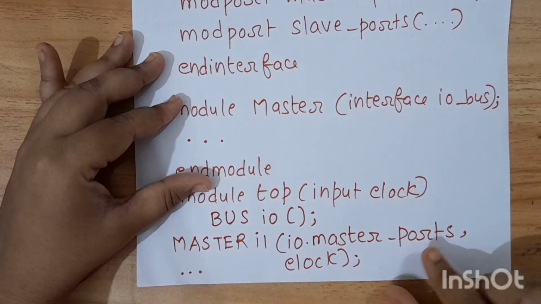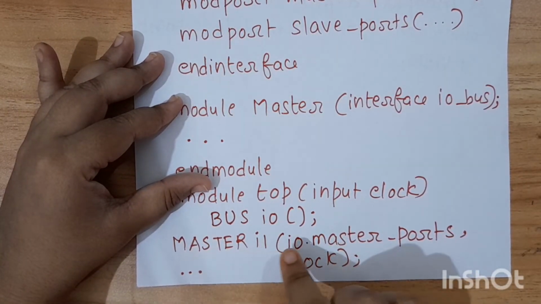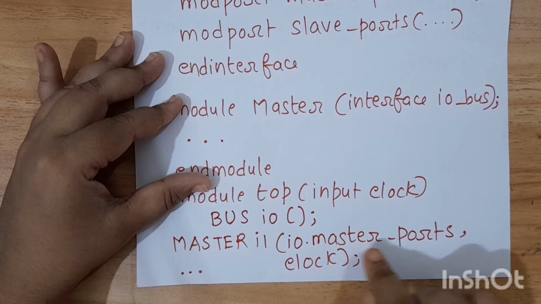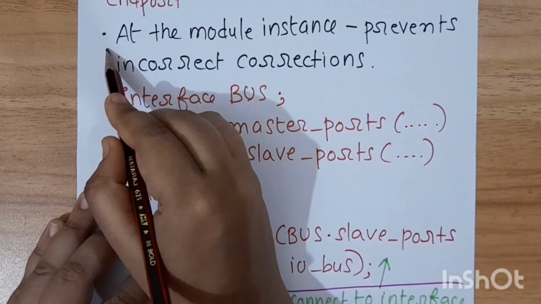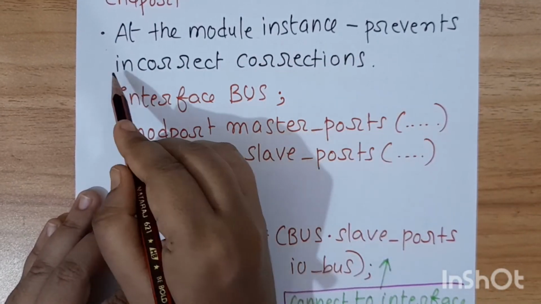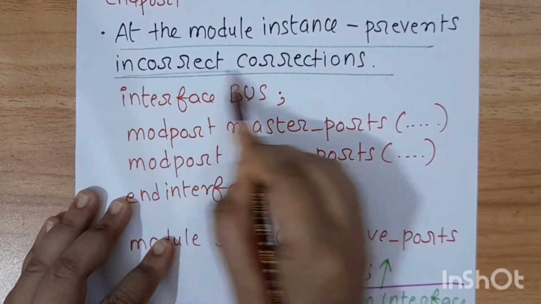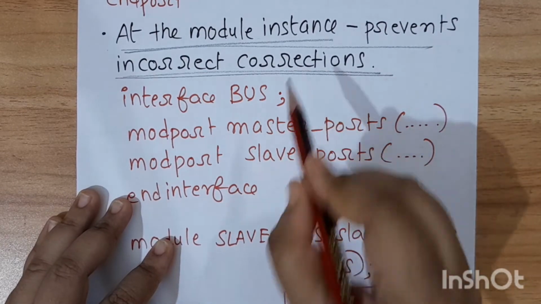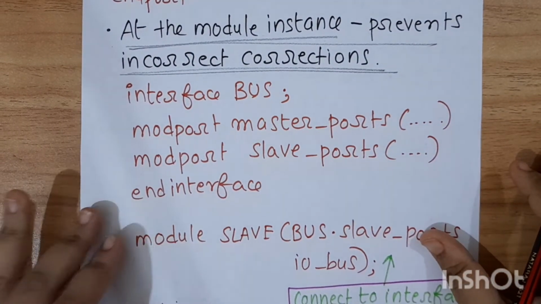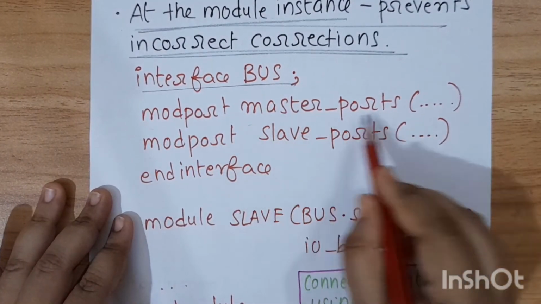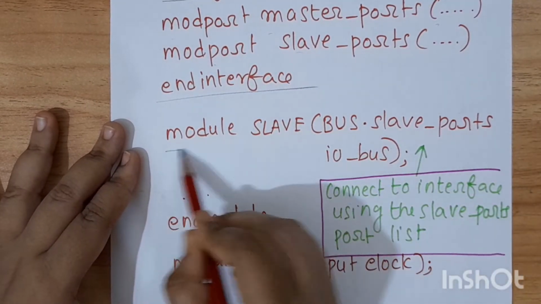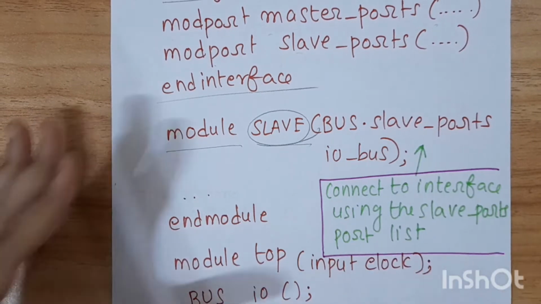Earlier we saw where the modport was not there: master I1 IO, comma, clock, semicolon. Now we have provided the direction of the signals, so with master_ports this is how the connection is done. Now number 2, at the module instance prevents incorrect connection. The first one was generic connection of the modport at the module instance. Now we will see what to do in order to prevent incorrect connections. Interface bus, same modport master_ports, modport slave_ports, and interface, same. Now module slave.